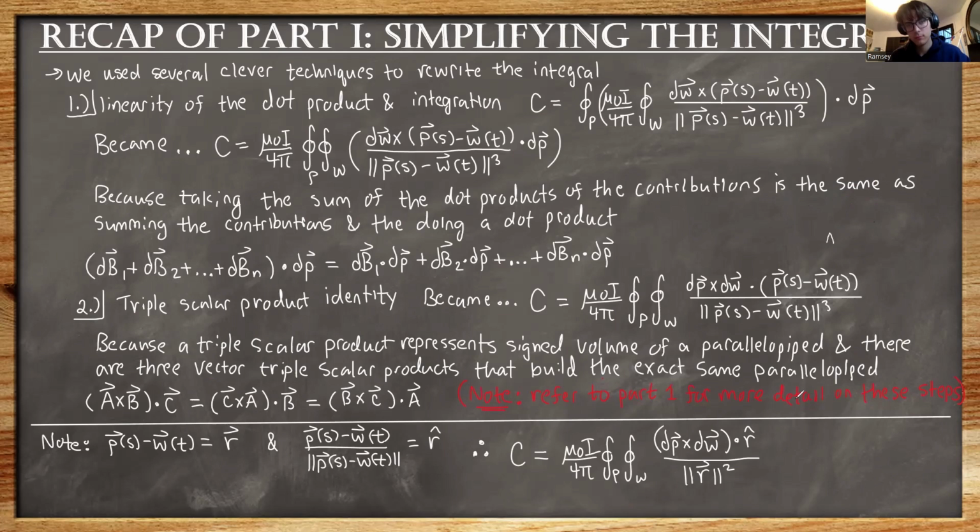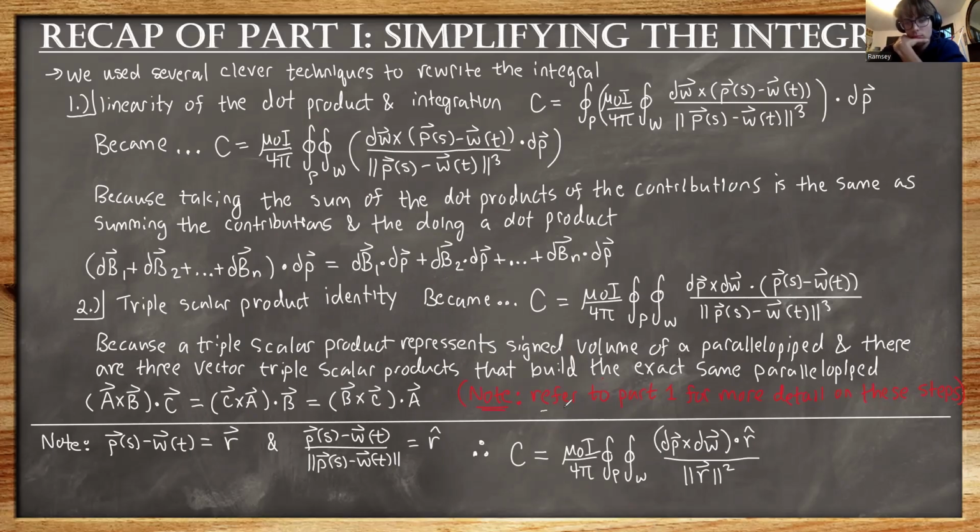And the reason why we did that was because before we were taking a cross product between an infinitesimal and a non-infinitesimal. This is our radius, our separation vector, and then dotting it with an infinitesimal. And there's just this thought that maybe it'd be easier to handle if the cross product was between 2 infinitesimals. So this allowed us to take the dot dp and move it to the front. So dp cross dw dot the separation vector between that point on the wire and that point on the amp path, and then divide by the cube of the magnitude of the separation.